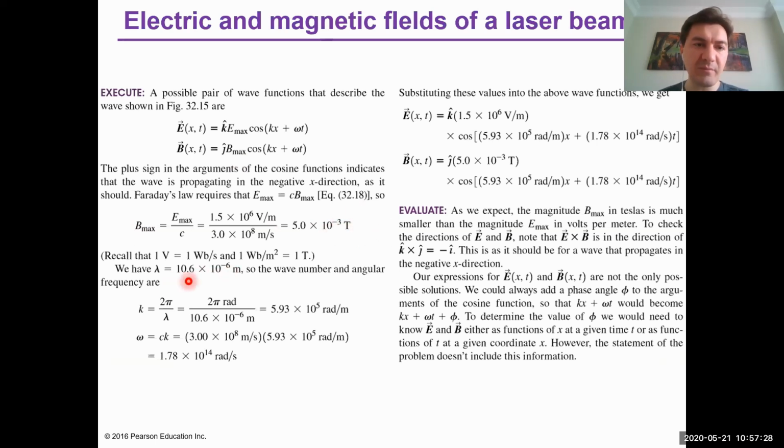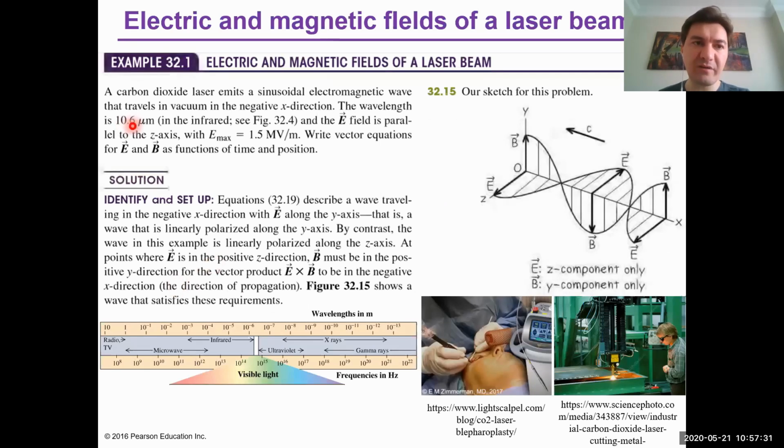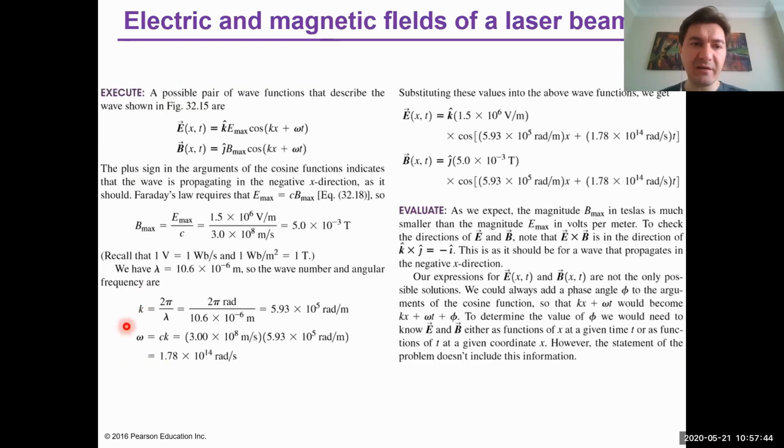So lambda is given as 10.6 micrometer in the infrared region, the wavelength of the carbon dioxide laser. And k can be calculated by using 2 pi over lambda, with 2 pi radian here. Then lambda is given, put it there. And then we can calculate k, 5.93 times 10 to 5 radian per meter. And we need omega. Omega is given by C times k.